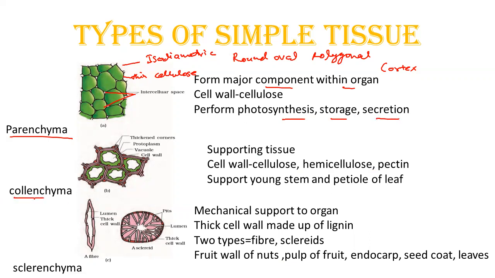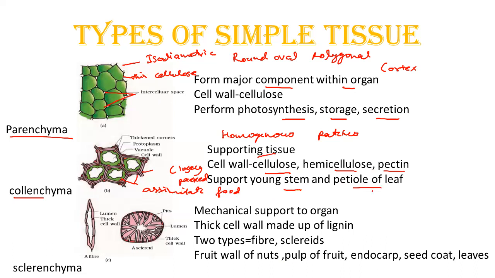Now collenchyma. Collenchyma is found below the epidermis as a homogeneous layer or in patches in dicot plants. Also the cell wall is thick at the corners due to deposition of cellulose, hemicellulose and pectin, and cells are closely packed, so there are no intercellular spaces. Sometimes chloroplast is found, so they assimilate food. They form food. Collenchyma are supporting tissue, so they support the young stem and petiole of the leaf.